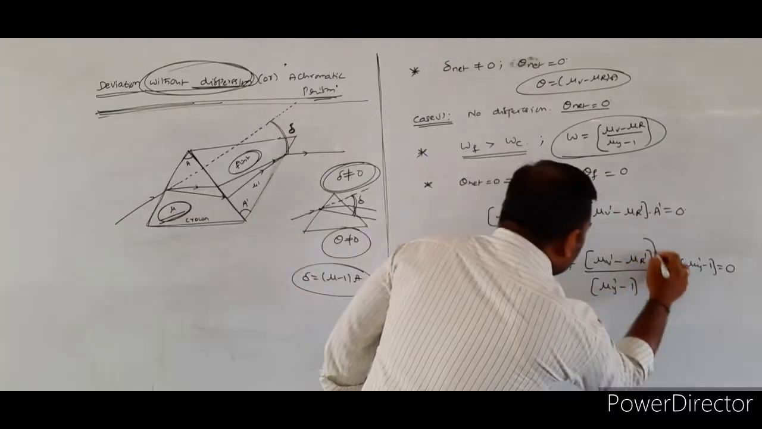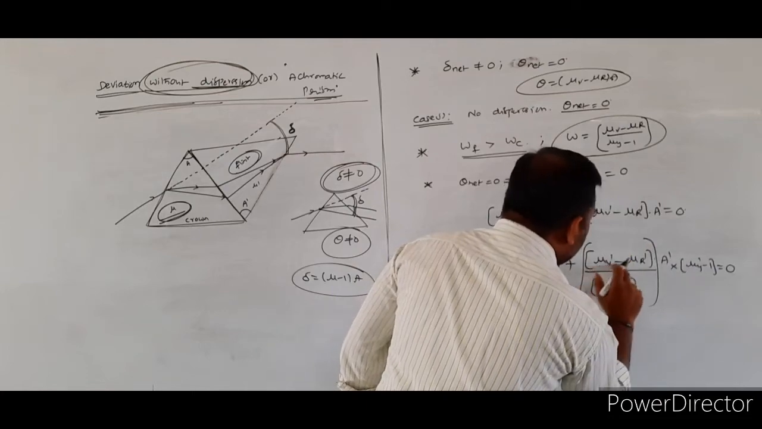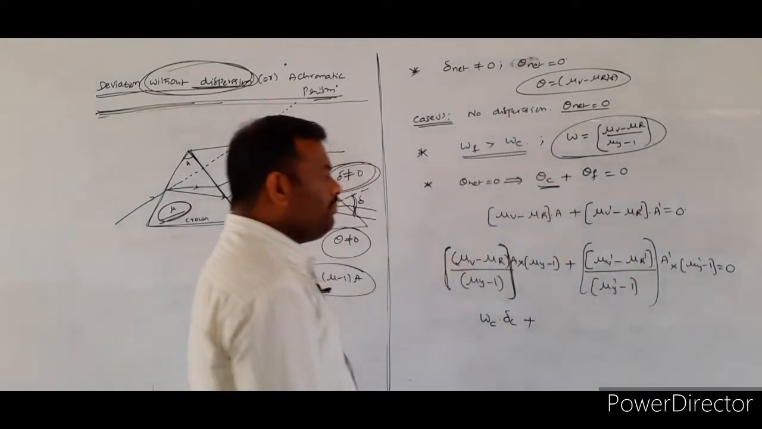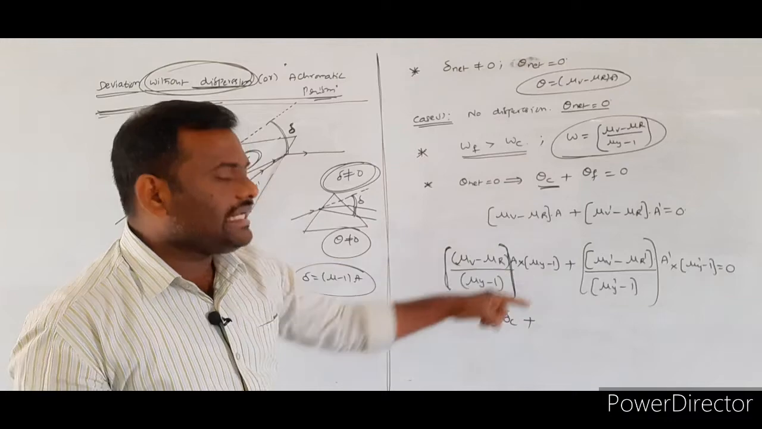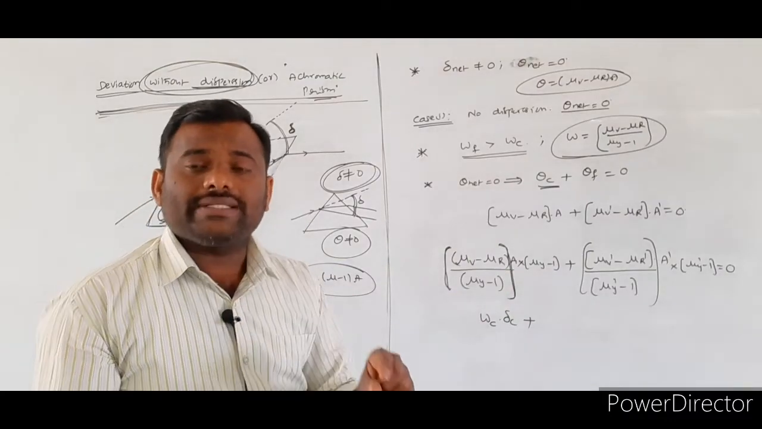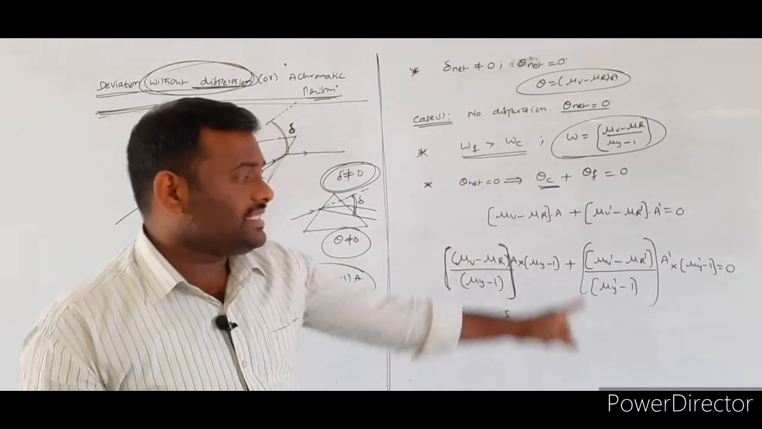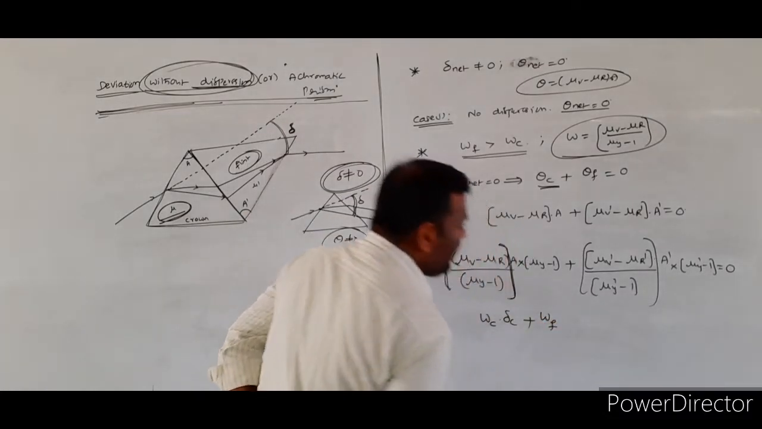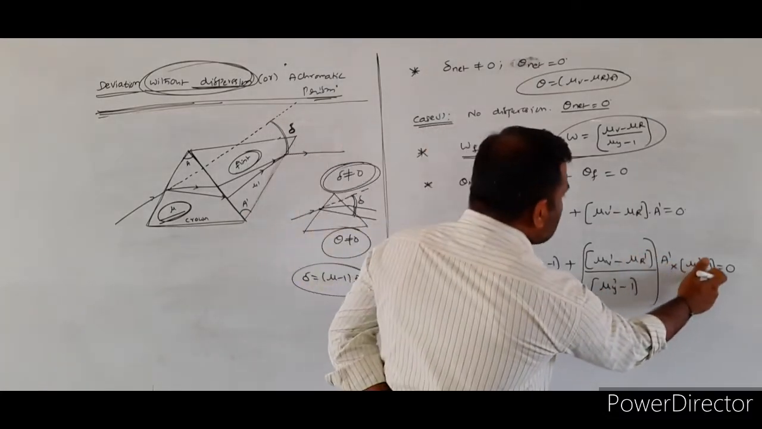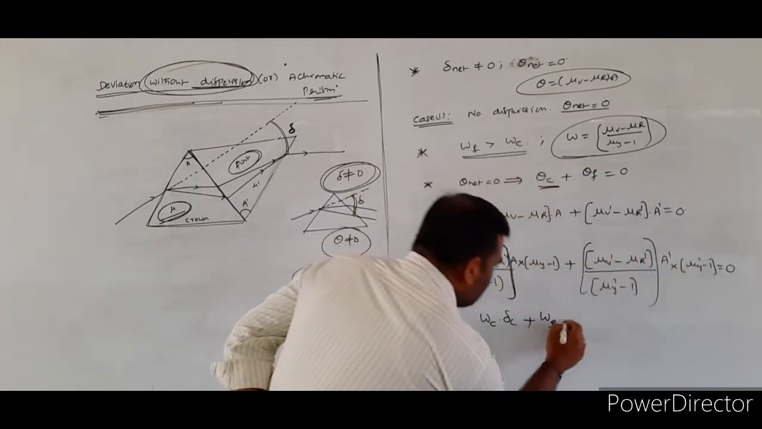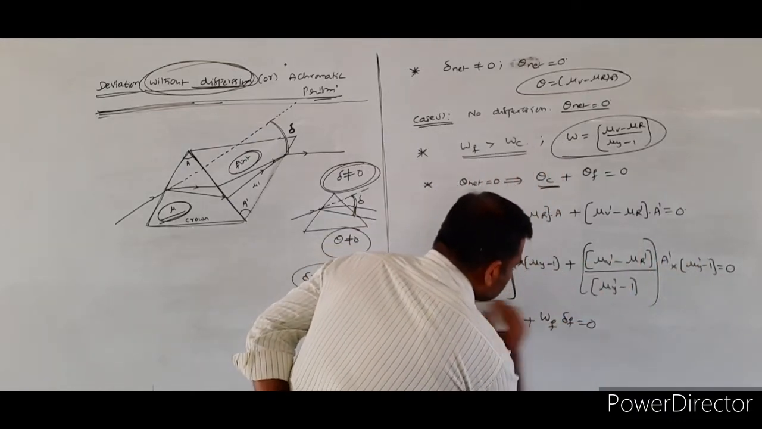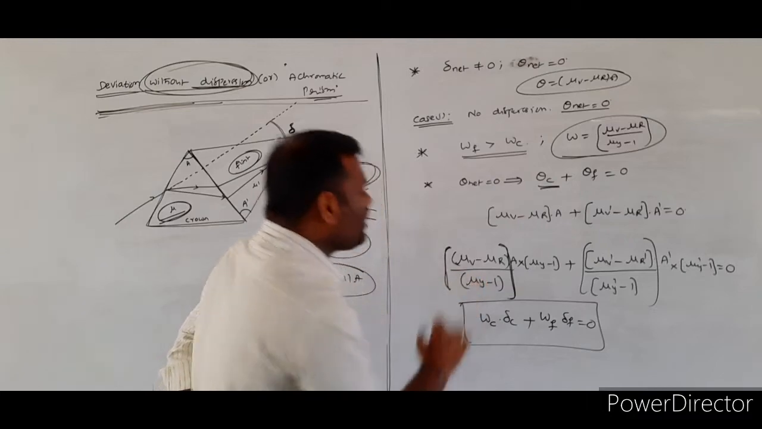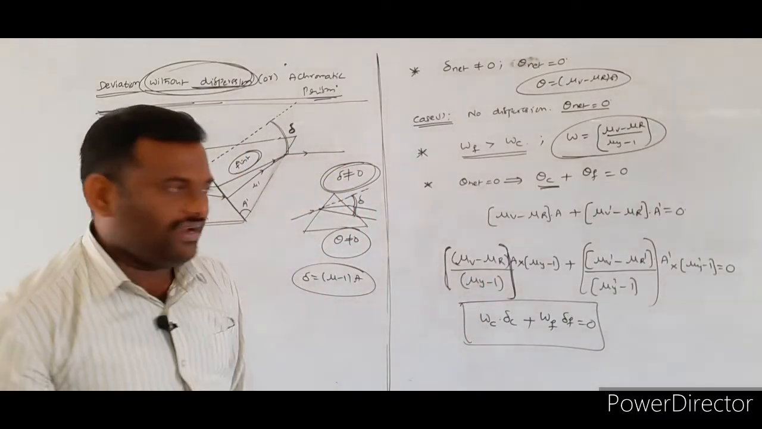Similarly, if you look at this term, mu v dash minus mu r dash by mu y dash minus 1, that is also again indicating the dispersive power of the flint glass. Therefore, it can be written as omega f. Again, mu y dash minus 1 into A dash, that is also indicating the angle of deviation for the flint glass.